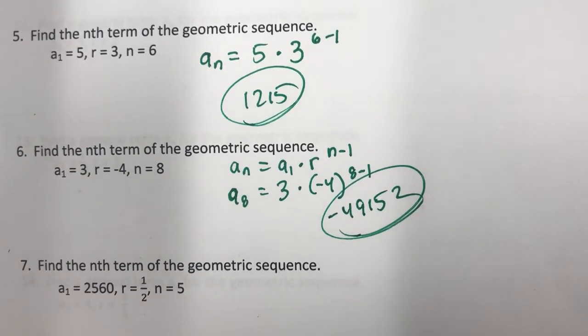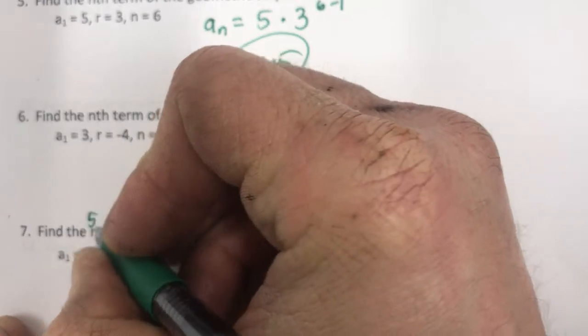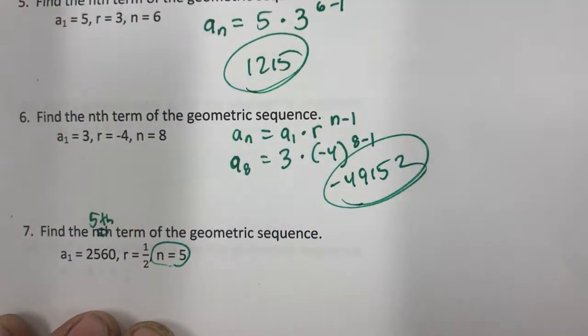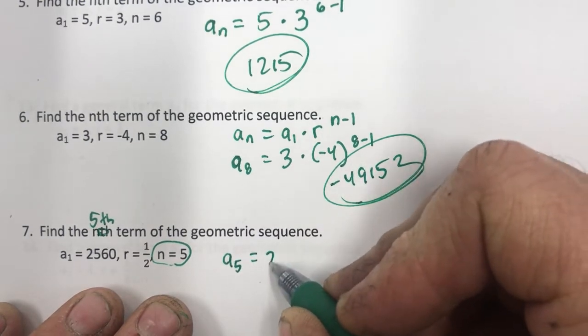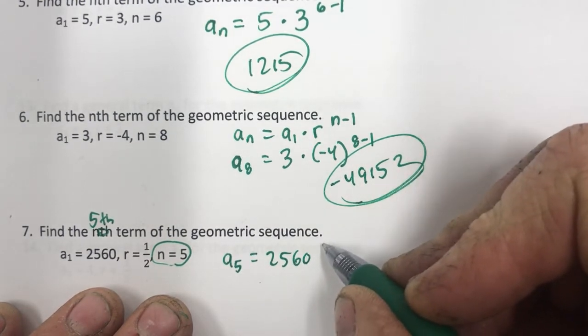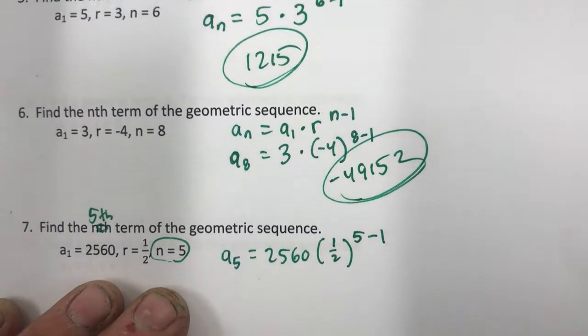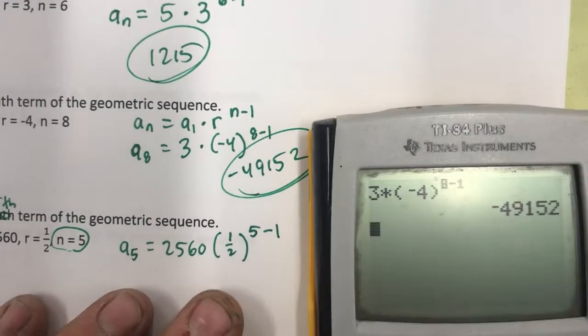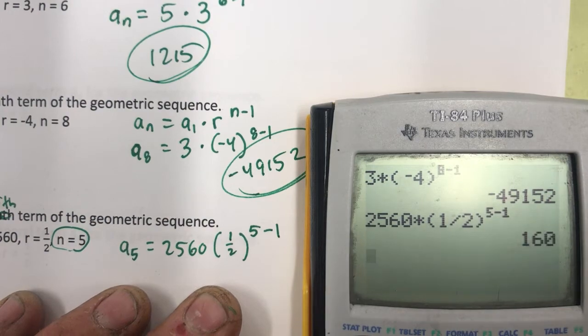Okay. Find the nth term here. We want to find the 5th term. See, n is 5, so we want to find the 5th term. All right, so a sub 5 is going to be a sub 1, 2560, times my r, which is 1/2, to the 5 minus 1 power. Okay, so 2560 times, in parentheses now, 1/2 to the 5 minus 1 power. And it looks like 160.